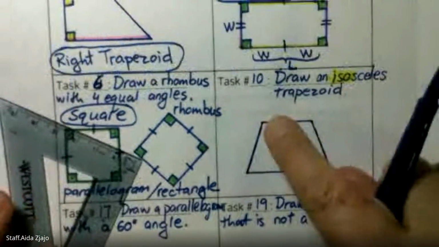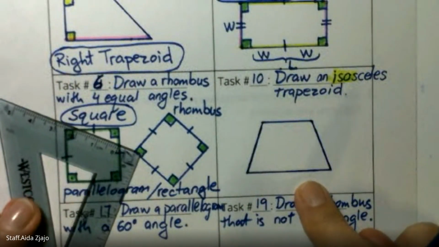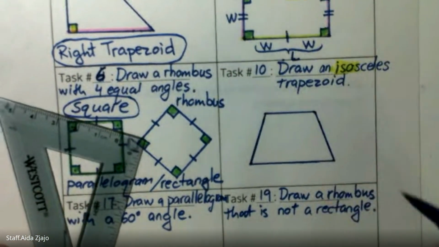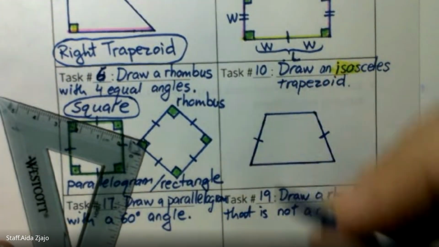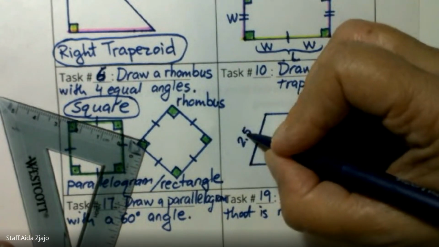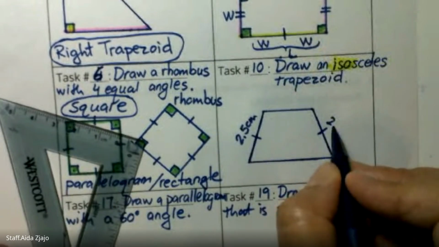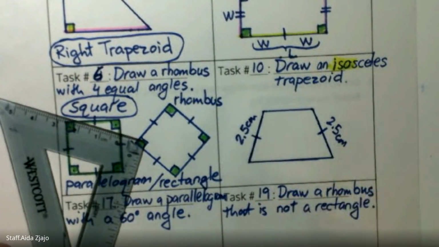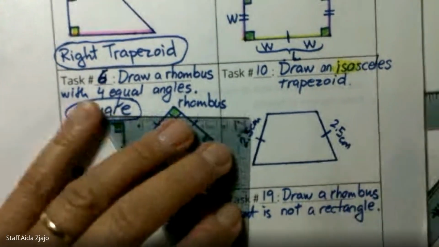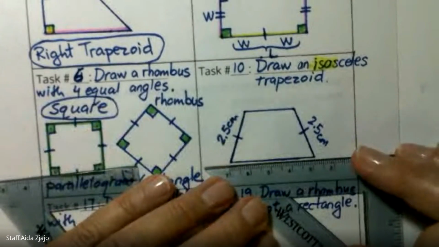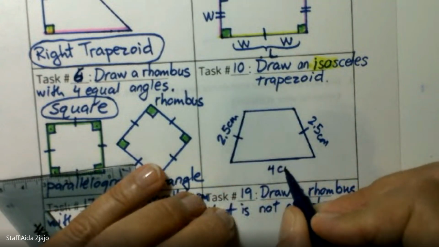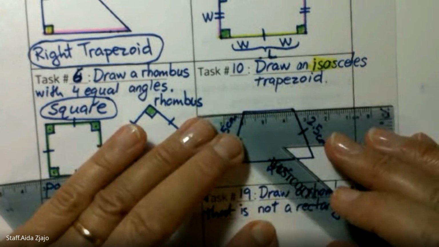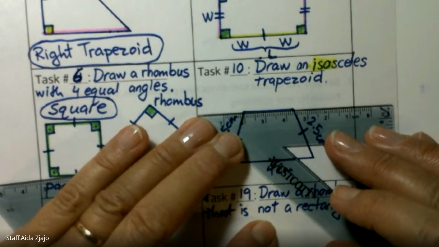As you can see, this one is not congruent to that, but is parallel. But this here is congruent to this here. I have 2.5 centimeters and 2.5 centimeters. Okay, if you look, this one is 1, 2, 3, 4 centimeters, and then this one is 2.4 centimeters.